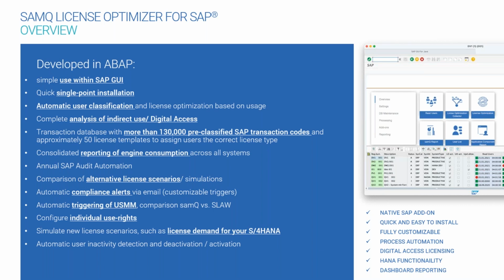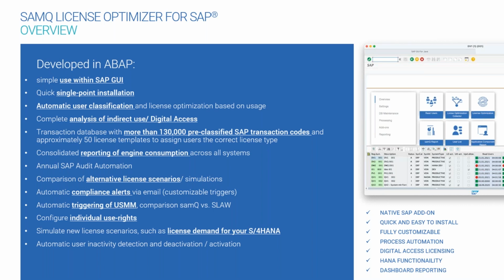And that means we just use the SAMQ solution. We connect via RFCs to all of the different connected systems that you have. This makes it a very quick installation. So we use your existing RFCs or we build new ones. It's up to yourselves to determine how you want to do this. It does this automatic user license classification based on usage. Let me just stop there for a second and clarify this, because a lot of customers don't understand the difference between allocation and usage.